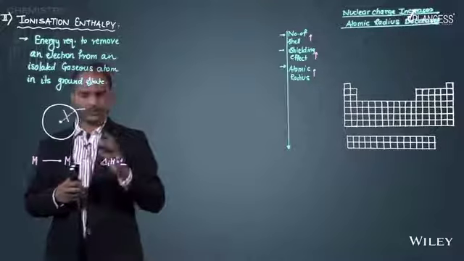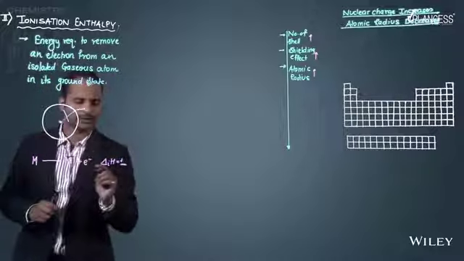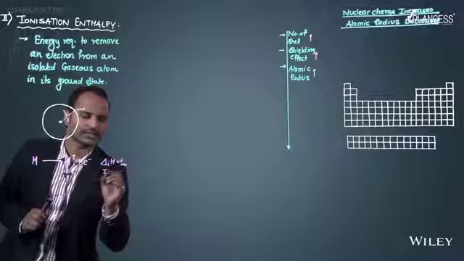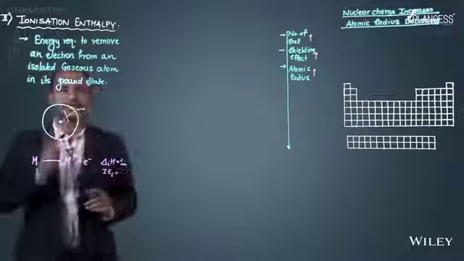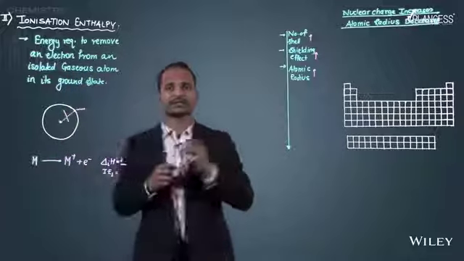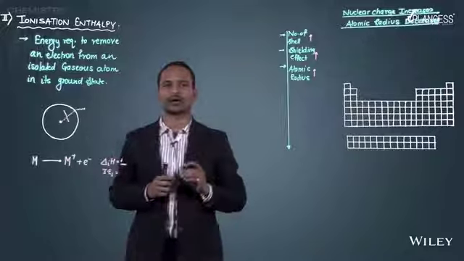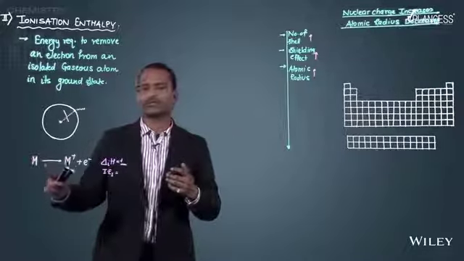Okay, so before that, if I'm removing the first electron, then whatever energy is required is called the first ionization enthalpy. That is, the energy required to remove an electron from a gaseous atom in its ground state. So when one electron is removed, we always remove it from the gaseous state.